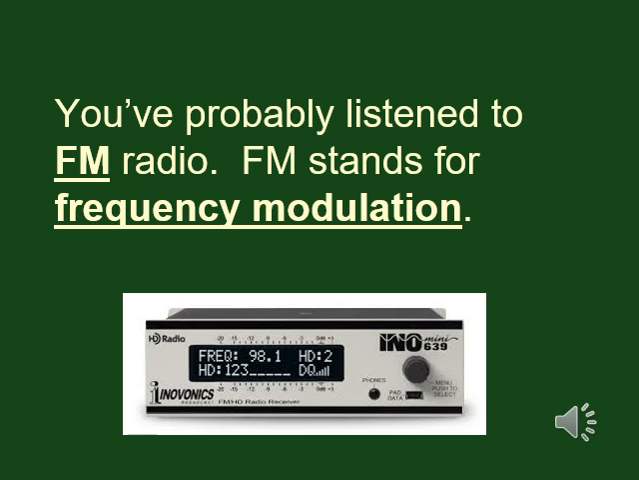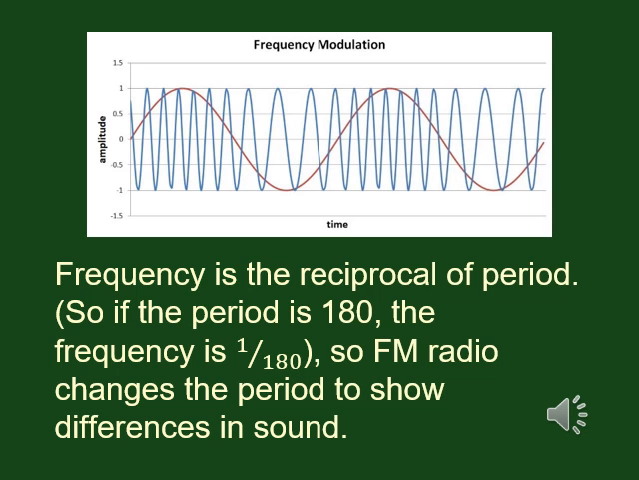Earlier I mentioned AM radio. You're probably more familiar with FM radio. FM stands for frequency modulation. Frequency happens to be the reciprocal of period, so it's very closely related to the period. And what happens on FM radio is instead of making the waves taller and shorter, they make them fatter and thinner depending on the variations in the sound. So the period or the frequency varies instead of the rest of it.